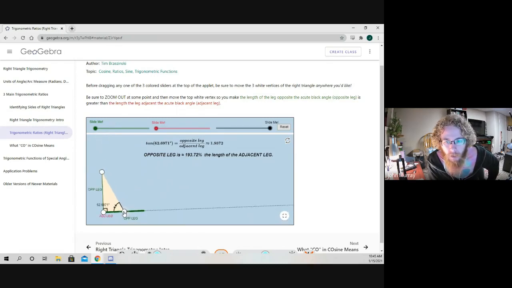Here we have an angle of 62. I can make that an angle of almost 80, and we see that the tangent is almost 5. So the tangent can get pretty large comparatively.